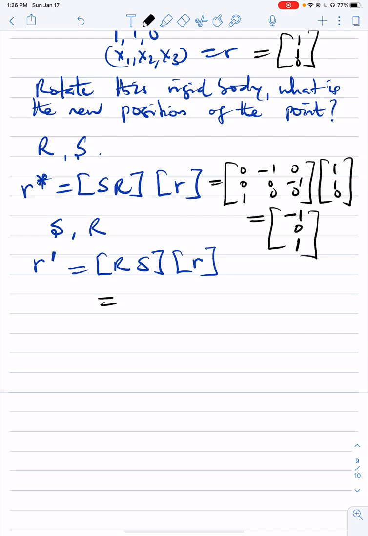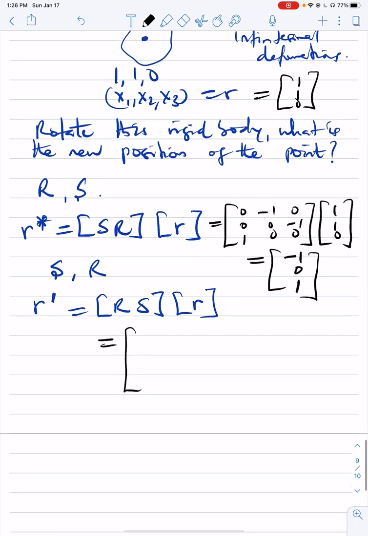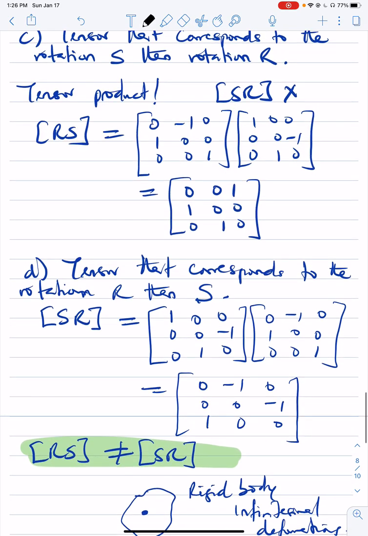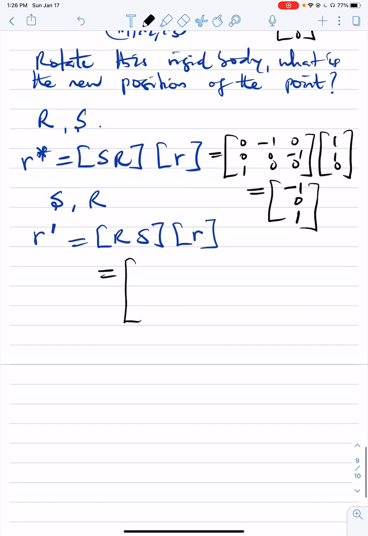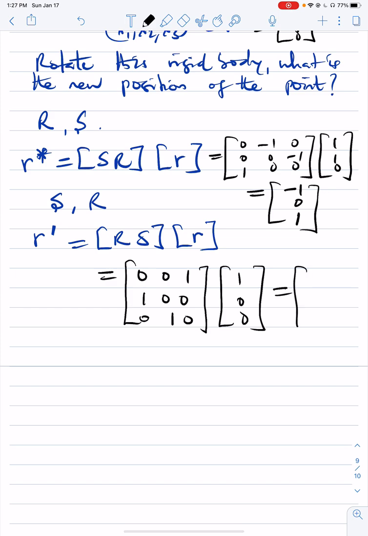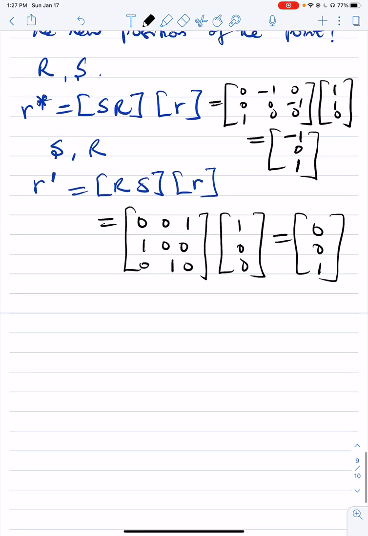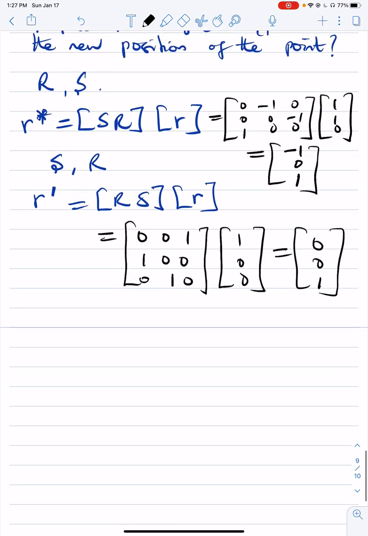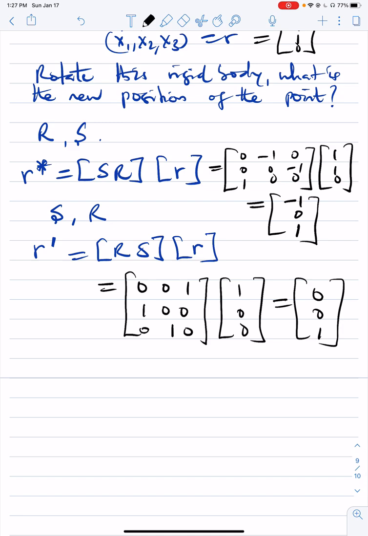So similarly for R of S, RS, if we look up 0, 0, 1, okay. 0, I think that's 0, 1, 1, 0, 0, 0, 1, 0, 1, 0, 0, right? 0, 0, 1. So you can see the position is different, right? Let's write it in a more decent form already.